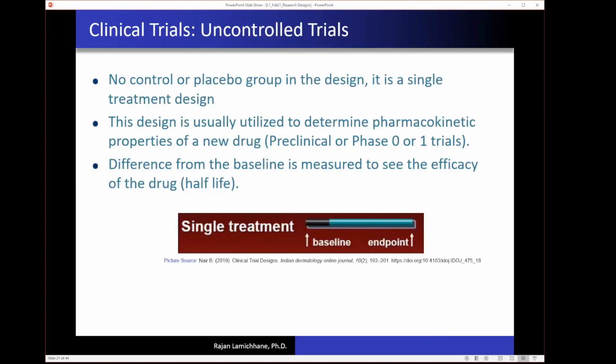Another clinical trial is the uncontrolled clinical trial. In an uncontrolled clinical trial, there is no control group or placebo group in the design. It is just a single treatment design, meaning we just want to see the difference from baseline to the endpoint. This design is usually utilized to determine the pharmacokinetic properties of a new drug, how this drug works in your body. It wants to see how the value from baseline differs to the endpoint values.